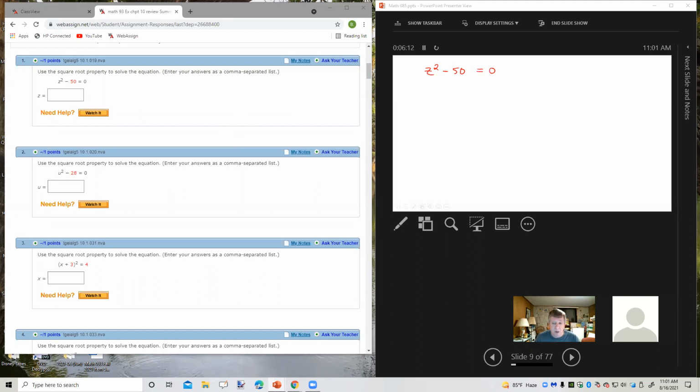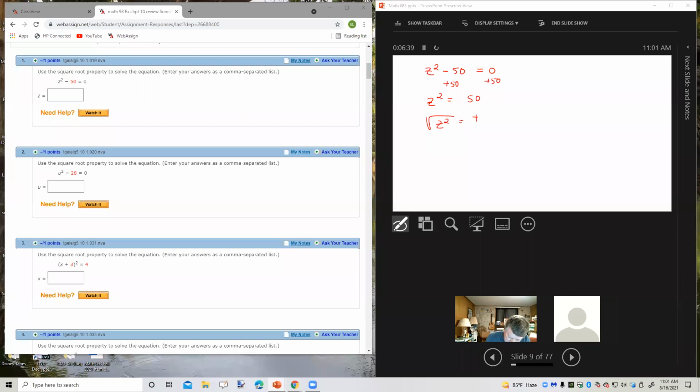To use the square root property, we want to isolate a perfect square on one side of the equation, and that perfect square needs to contain a variable, and then we want the constant term on the other side of the equation. So for this problem, the first thing we'll do is to add 50 to both sides of the equation. So now we have the form we want. Next, we take the square root of both sides of the equation. Don't forget that on the right side, we get plus or minus. So now we have z equals plus or minus the square root of 50.